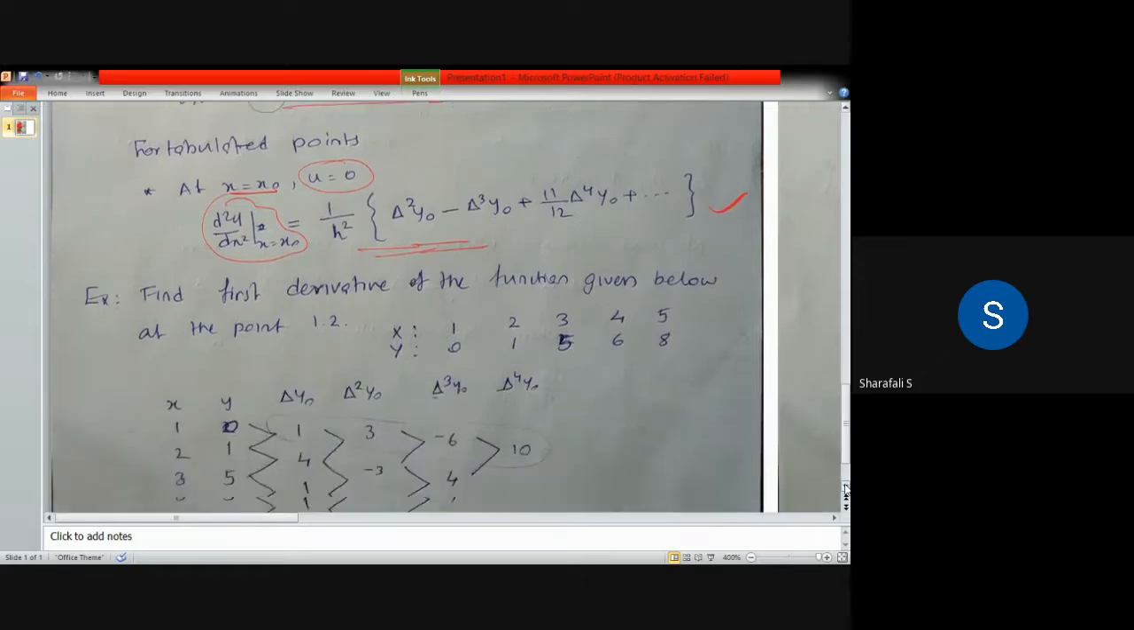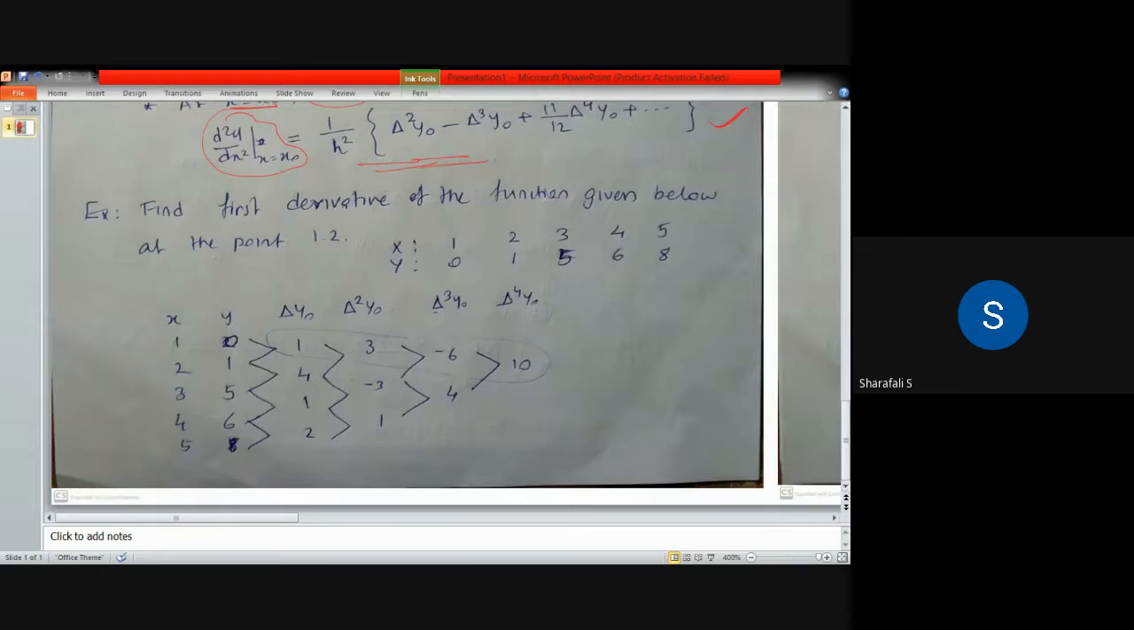Okay, so let us consider an example. Calculate the first derivative of the given function or set of values. You can consider this as a set of values below at the point 1.2. So at 1.2, we have to find out what dy by dx is. The given values are x and y. So 1, 2, 3, 4, and 5 are the x values. 0, 1, 5, 6, 8 are the y values.